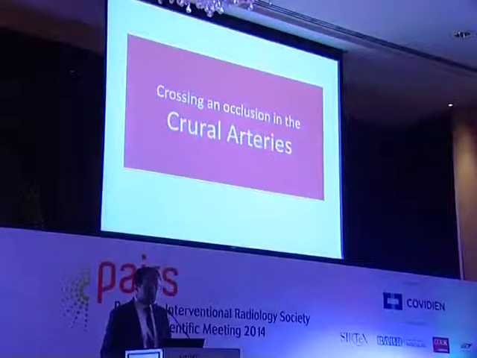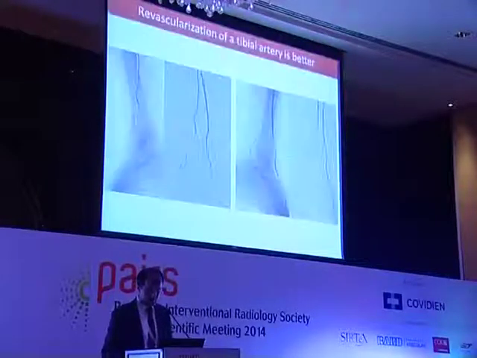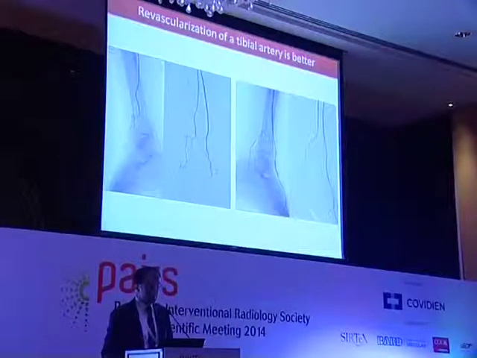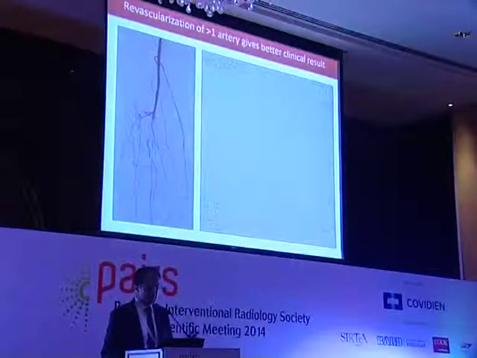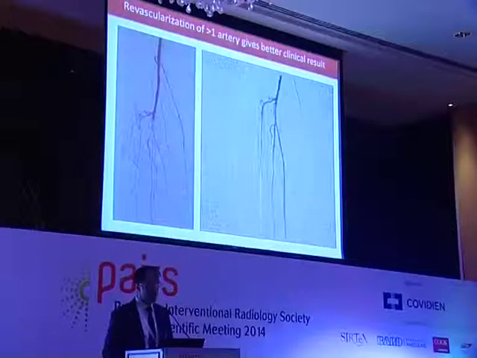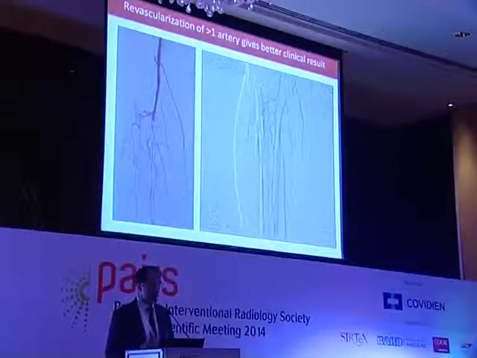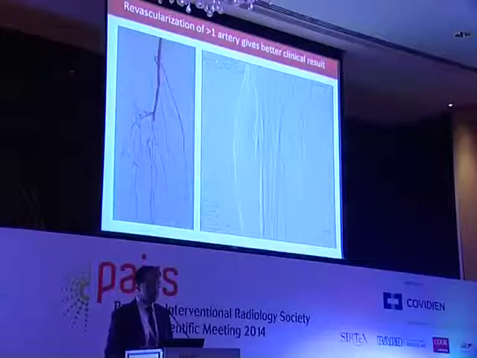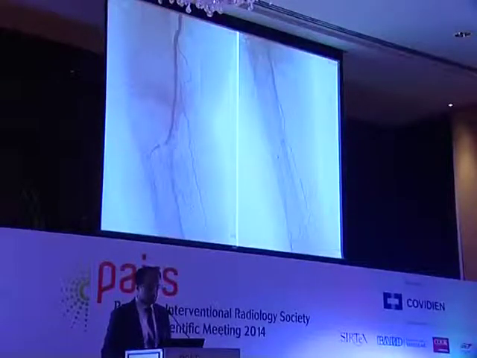So how about crossing an occlusion in the crural arteries? This is more important in patients with diabetic foot ulcers because many patients will have multi-segment crural artery occlusions. Some facts: revascularization of a tibial artery is preferred rather than a peroneal artery if possible. And we try to revascularize almost all arteries in the crural territory to have a good improvement of wound healing in the long term. These are the basic principles.